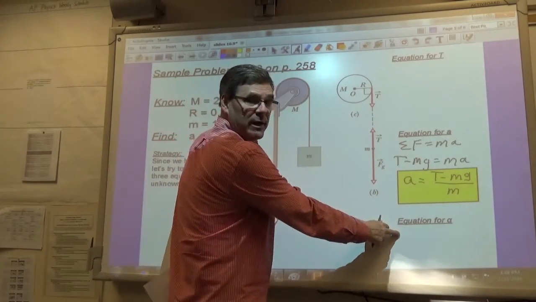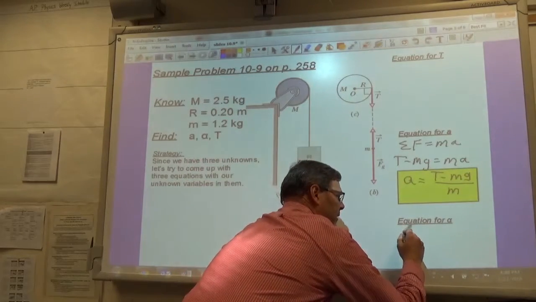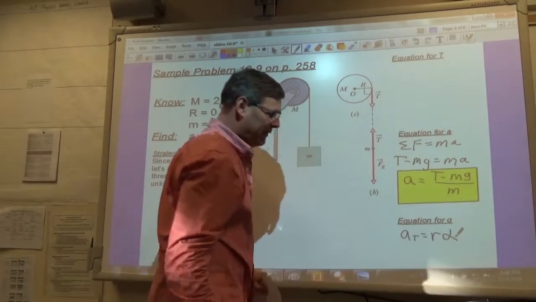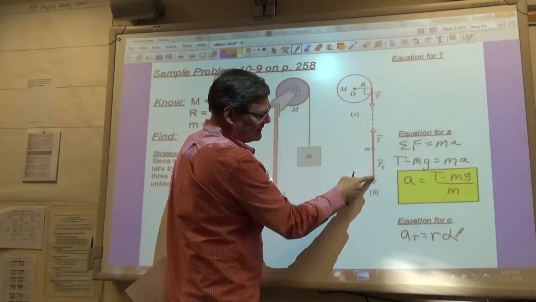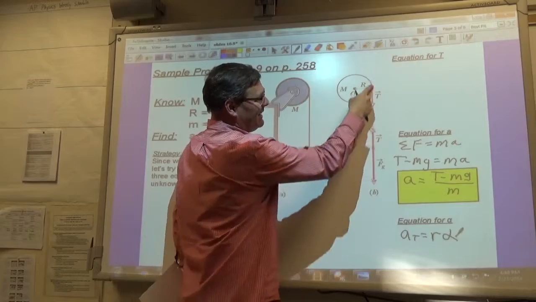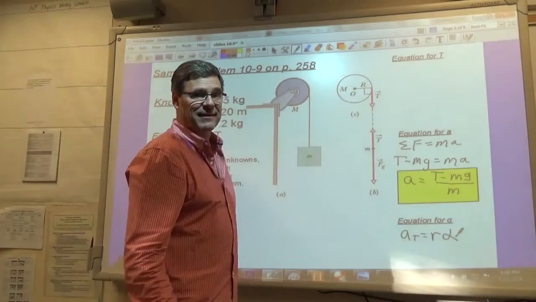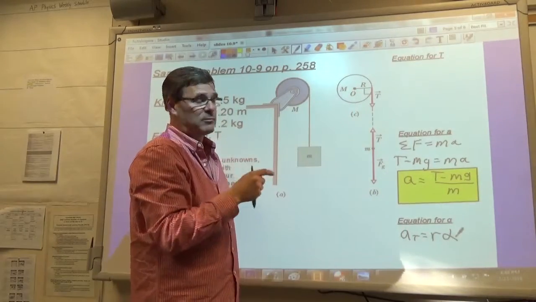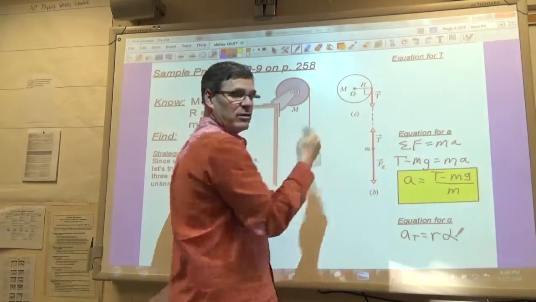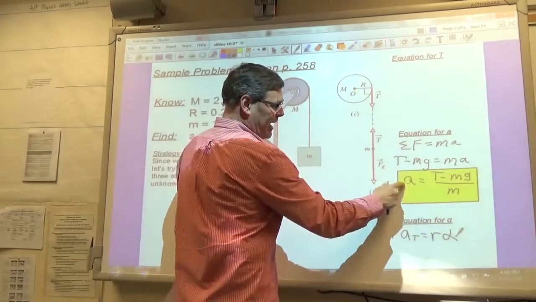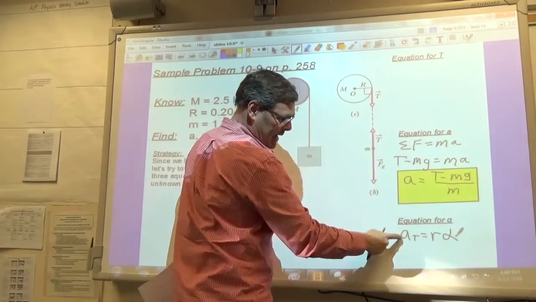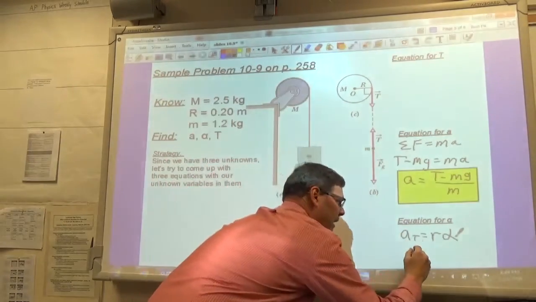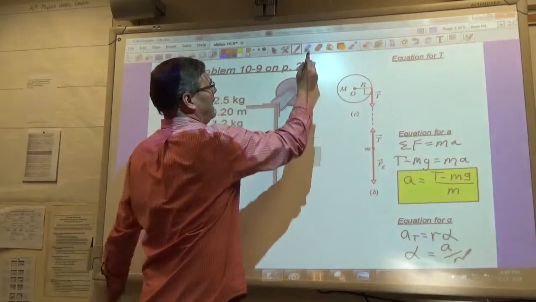Now let's come up with an equation for alpha. We know that tangential acceleration is equal to r alpha, and we have to recognize that the acceleration of this block A is the same as the tangential acceleration at the edge of the disk, providing there's no slippage between the string and the disk, which the problem says there is not. So this A of the falling block is the same A as tangential acceleration of the disk. So I can solve that for alpha: A over R.